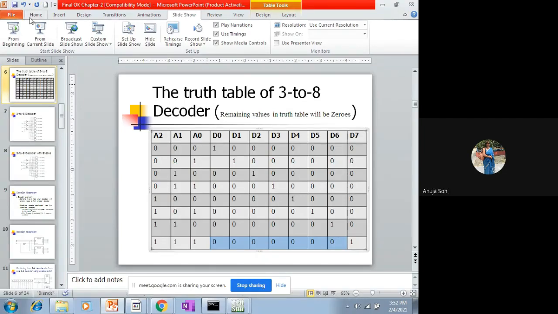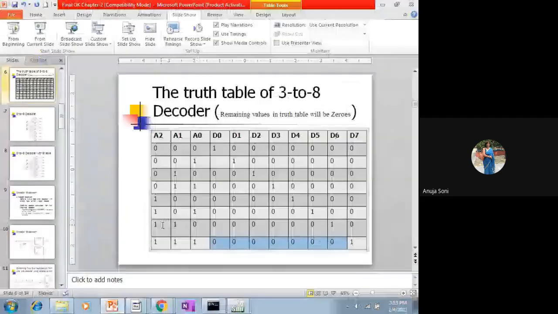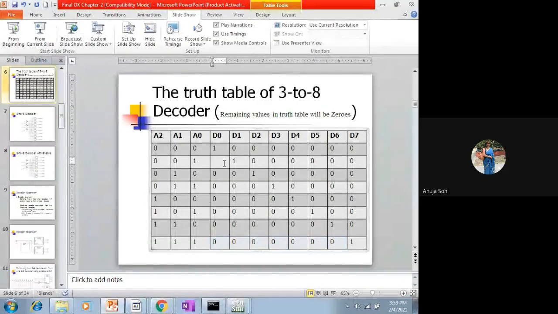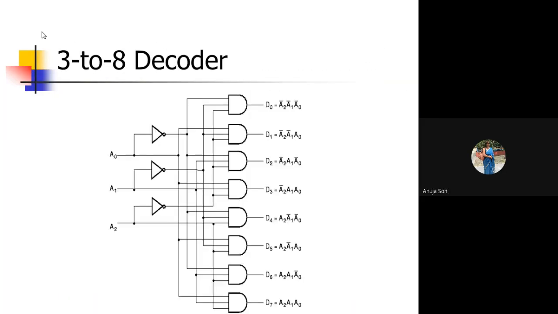The truth table basically has 3 input values. One more 0 is left to be placed, so you have to place this 0. So this is the truth table. What is the size of the decoder? It is a 3 to 8 size decoder.